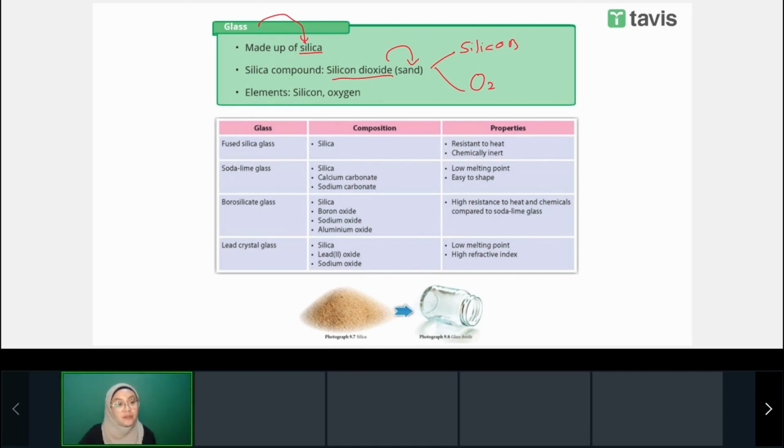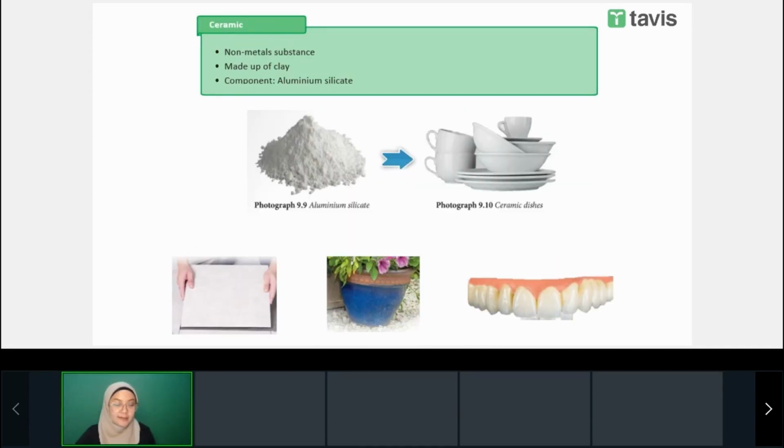Okay, they often also ask about the types of glass. Please remember the fused silica glass, the soda lime glass, the borosilicate glass, and the lead crystal glass. Okay, which of the glass is easy to shape? Soda lime glass. Okay. For the borosilicate glass, usually we use this for making the glass apparatus in the lab, beaker or measuring cylinder.